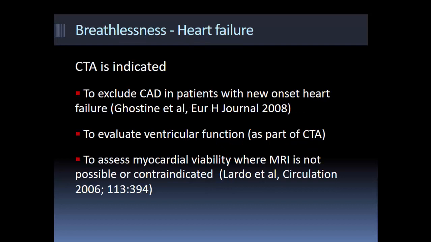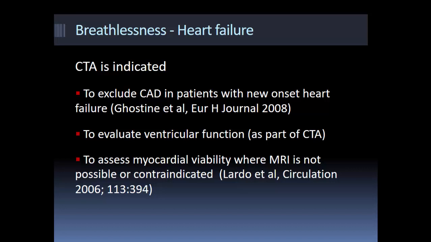Patients with heart failure. Andrew has pointed out that for new onset heart failure, if the patient is young, and how you define young is, I would say, men less than 60 years of age and women less than 70 years of age, where you can more convincingly exclude significant coronary artery disease, CT angiography is a good technique to use as first line.